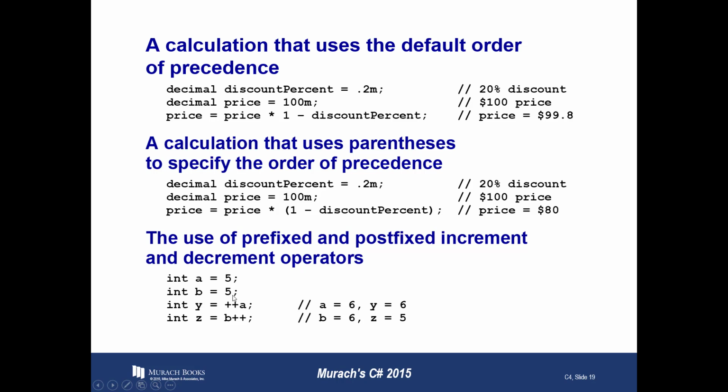Now here, they show the difference between the plus plus before the variable, etc. Notice A is 5 and B is 5. When you do this, this means add 1 to A, which means it's 6, and then assign 6 to Y, so they're both 6. When you put the plus plus on the end, it says take whatever is in B, which is 5, assign it to Z, so B and Z are both 5, then add 1 to B, which means B is 6, but Z is still 5. All right?